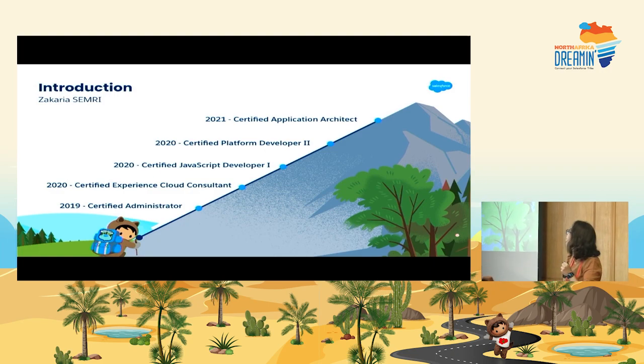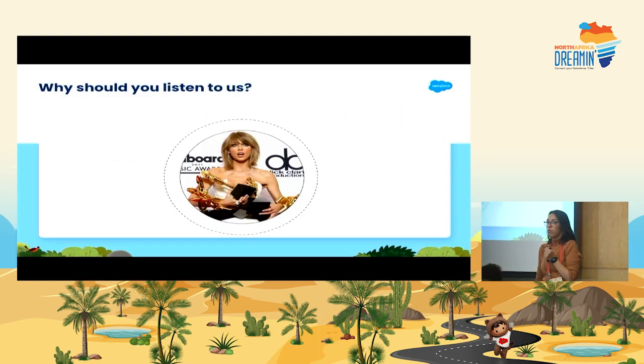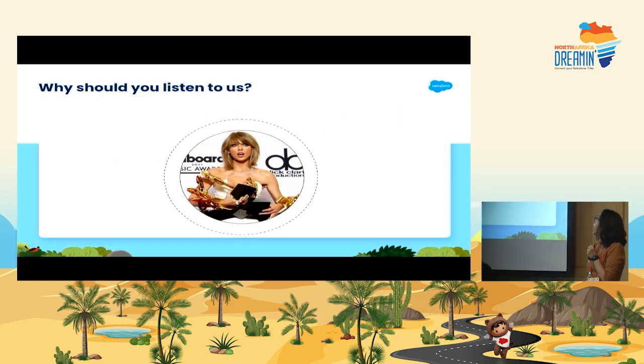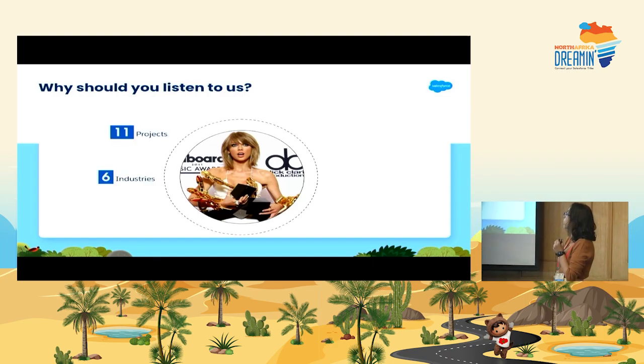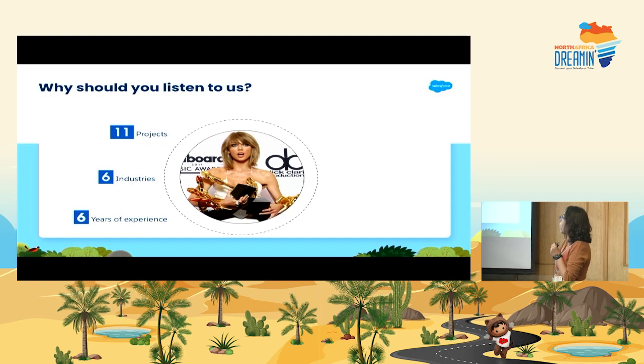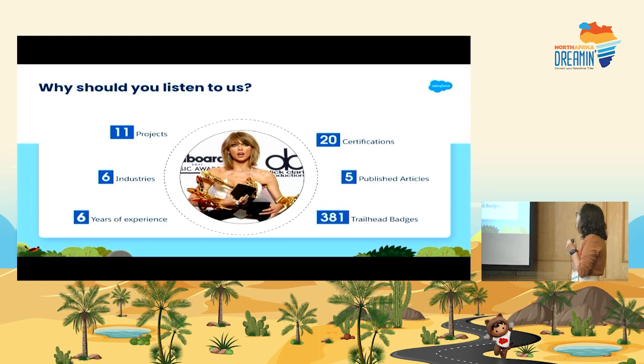All right, if you still don't believe why we should be your co-pilots, we assure you that we have as many achievements and awards as Taylor Swift has. Basically, we worked on 11 projects in total, in 6 different industries, with 6 years of experience in total. We have 20 certifications. We have published 5 albums, articles, and we have 381 Trailhead badges in total.